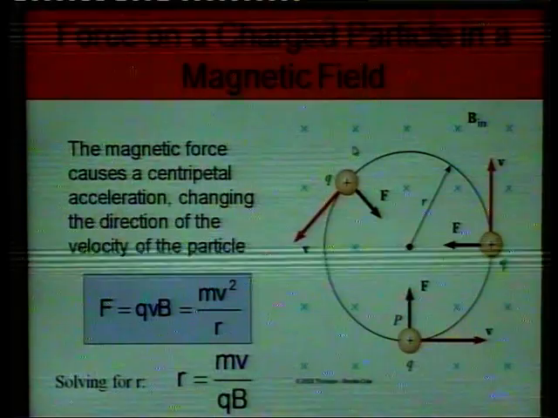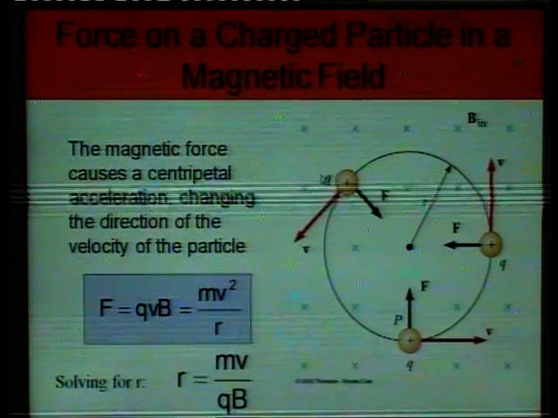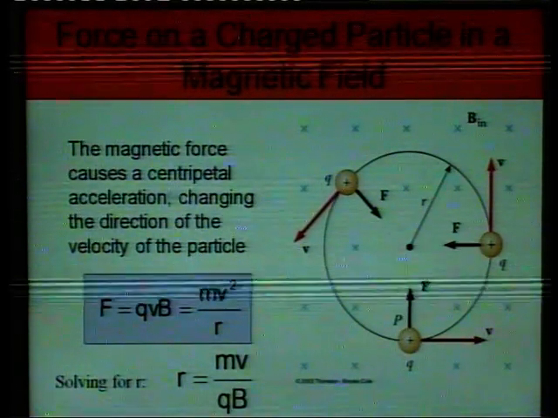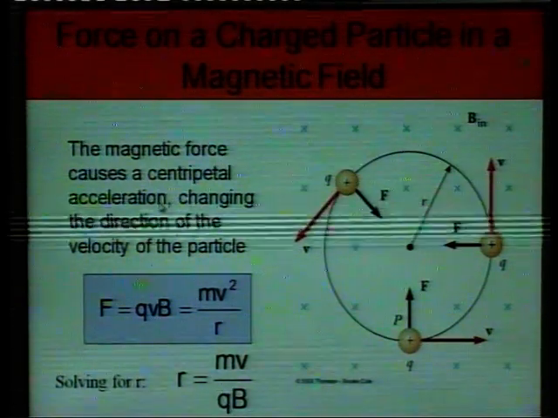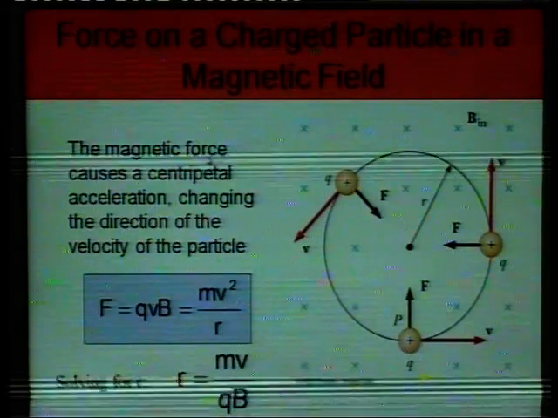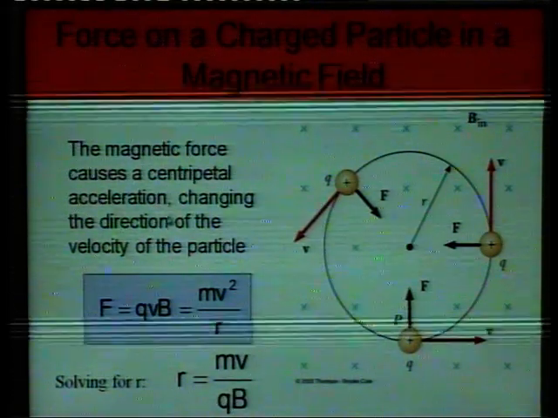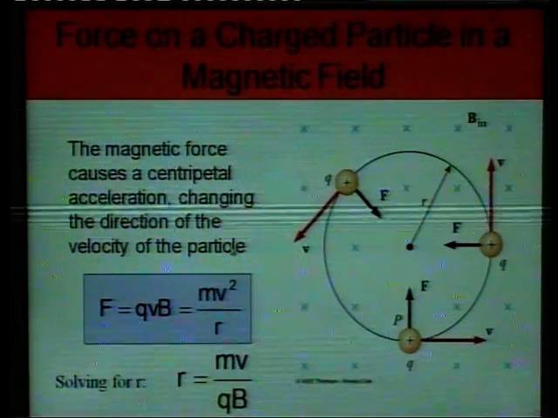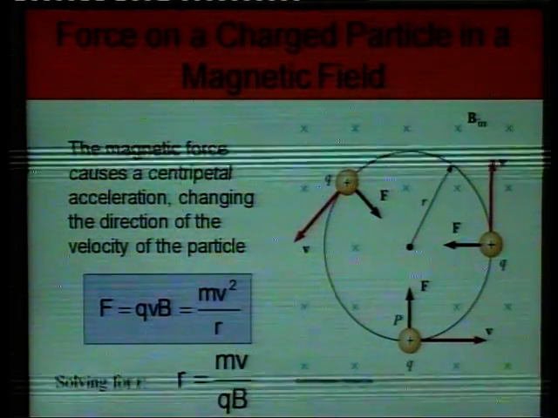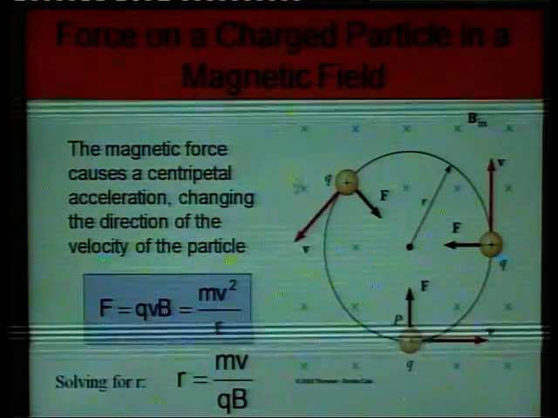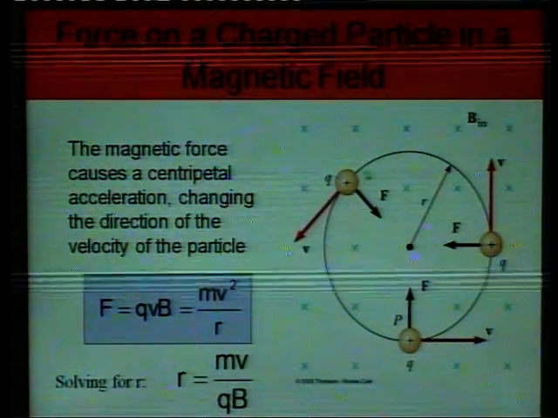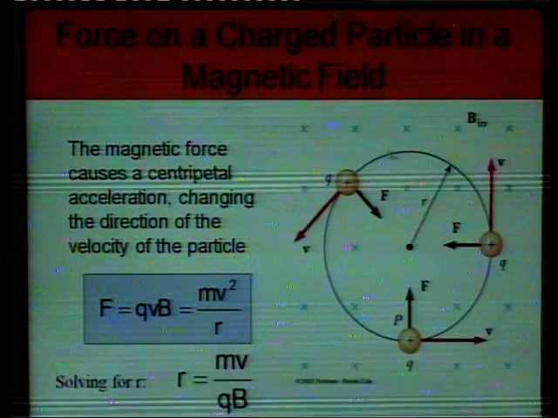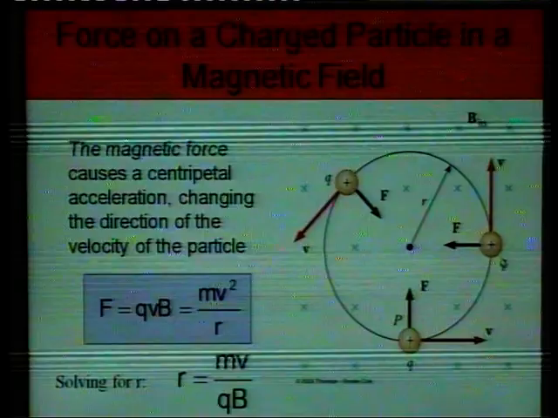Now what happens when this charge experiences force? The magnetic force causes a centripetal acceleration, changing the direction of velocity of the particle. As a result of this force, if the magnetic field is uniform, the particle will start moving in a circular path.